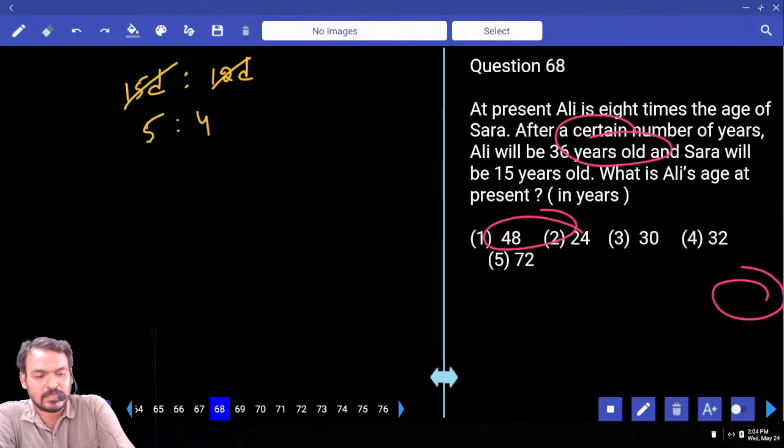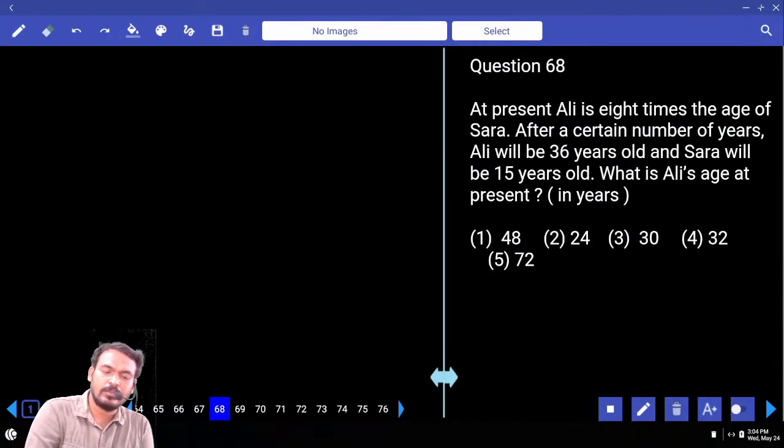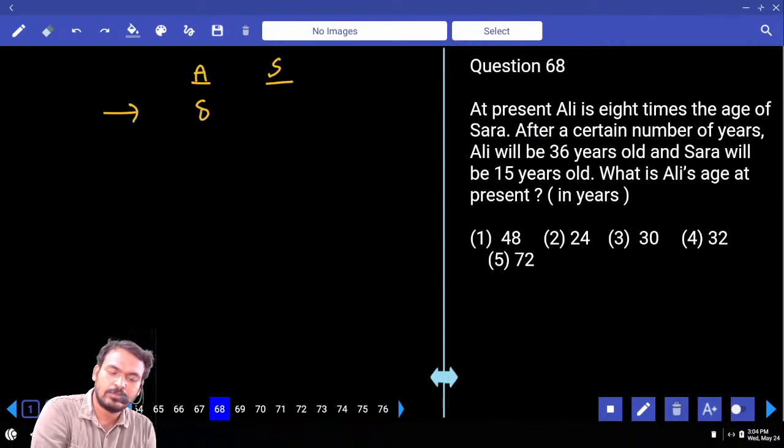Next question number 68. At present Ali is 8 times the age of Sarah. Means Ali and Sarah at present are 8:1.